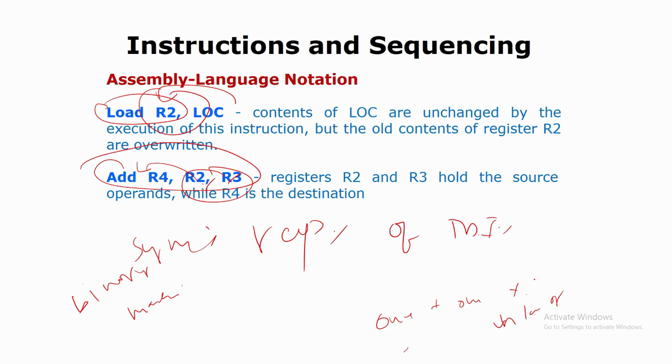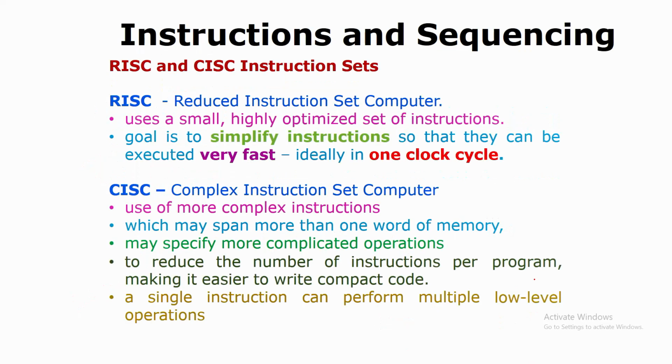The next topic is RISC and CISC instruction set architecture. The reduced instruction set computer and the complex instruction set computer employ different approaches. RISC employs a reduced number of simple instructions.